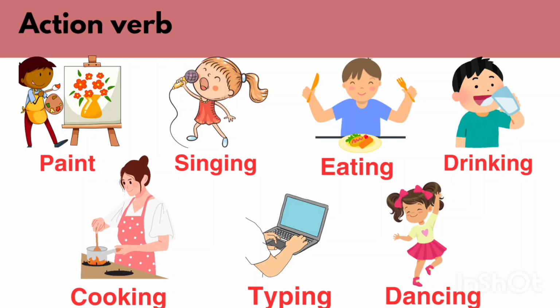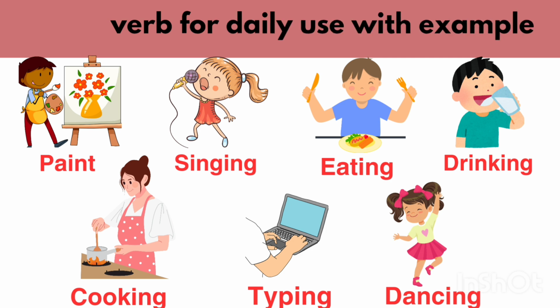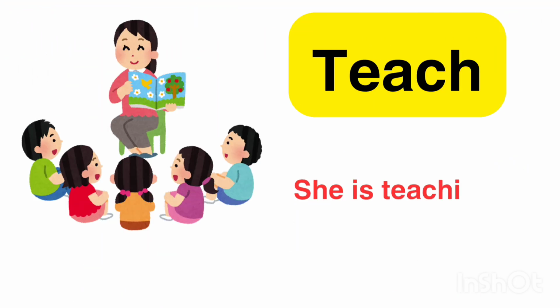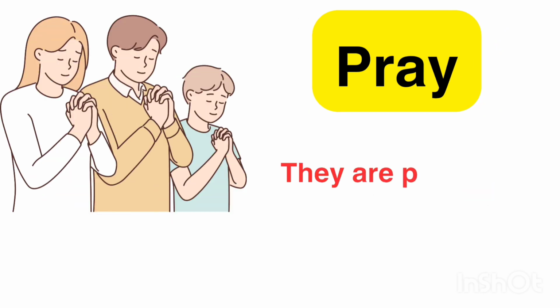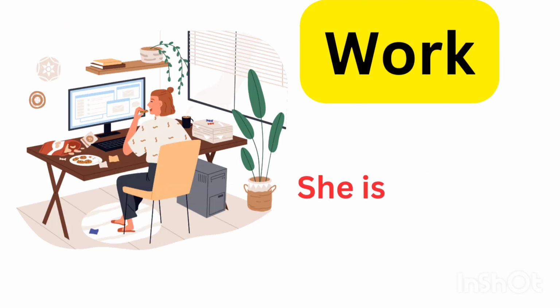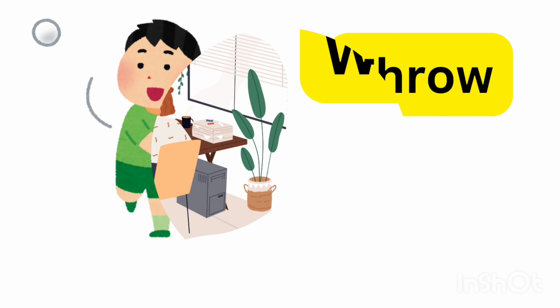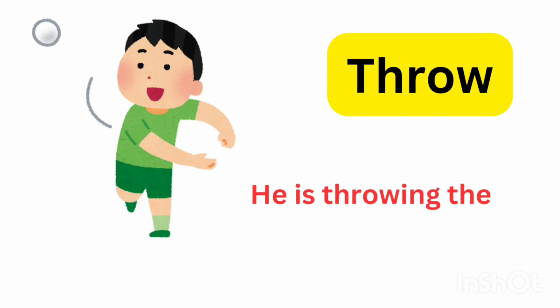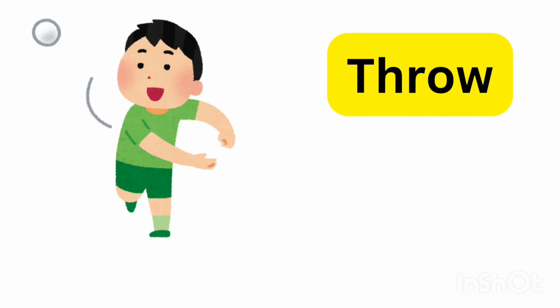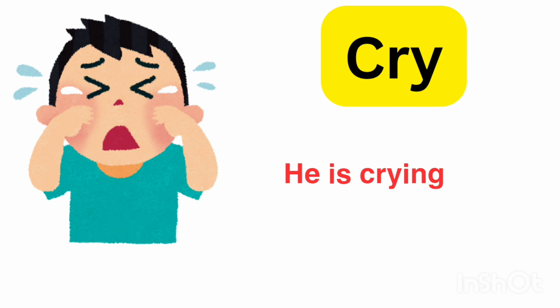Today we learn the action verb for daily use with example. Teach. She's teaching. Pray. They are praying. Work. She's working. Throw. He is throwing the ball. Cry. He is crying.